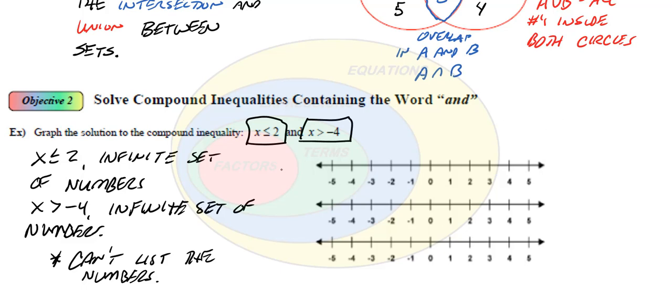So here's what I'll do. I'm going to graph x less than or equal to 2 on this number line. There's a closed circle at 2 because it's less than or equal to, and then it includes all the numbers to the left. So this would be representing x less than or equal to 2. And then x is greater than -4. I'm going to graph that on the next number line below. So x is greater than -4. We'd have an open circle at -4, and then everything to the right.